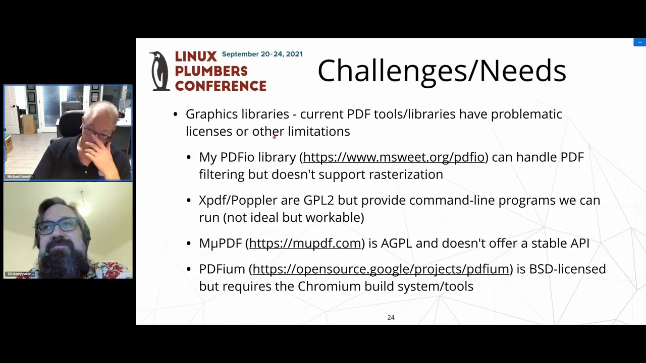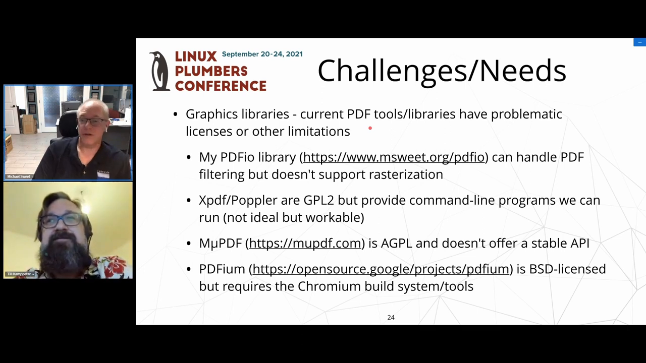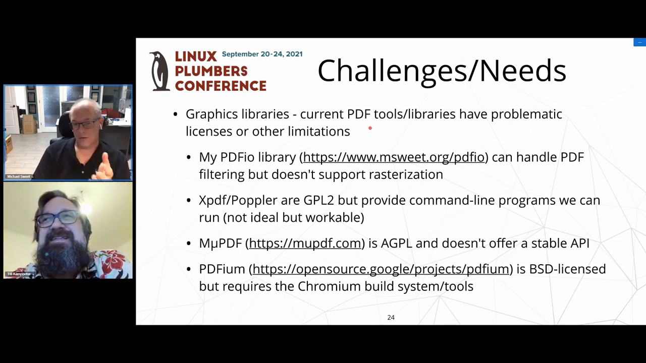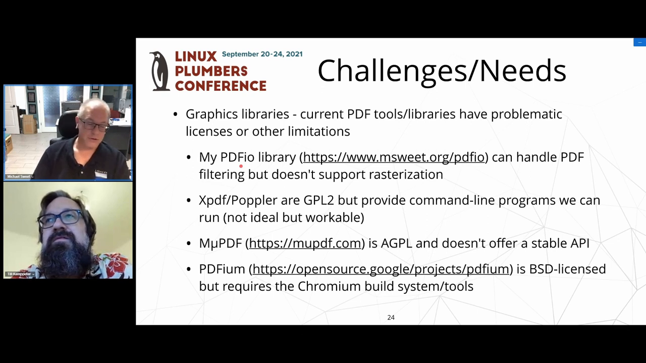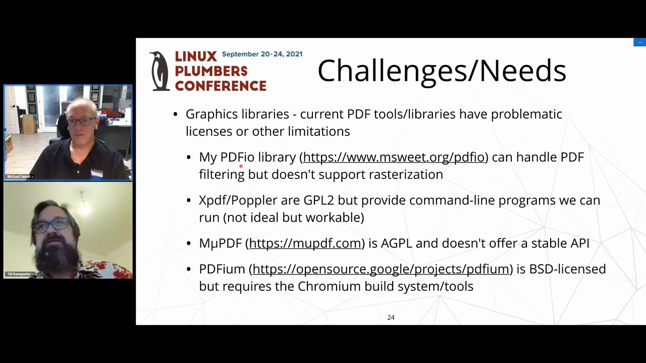All right, so one of the other needs here is graphics libraries, and this has been a long-standing problem, and one where we have some options, but they're not ideal. So to start off, I did PDF.io because I needed to handle basic PDF filtering and generation. But one of the things it doesn't support is rasterization, because it's one thing to do a PDF file library. The format unfortunately has a lot of warts, but it's otherwise fairly straightforward to support.